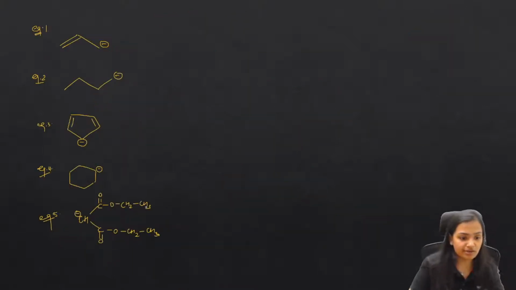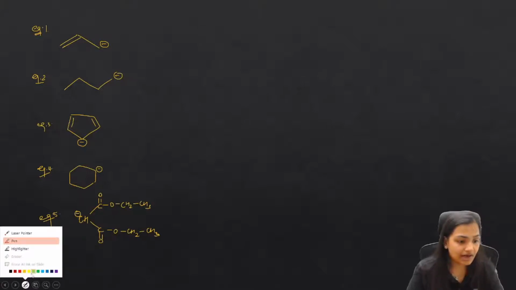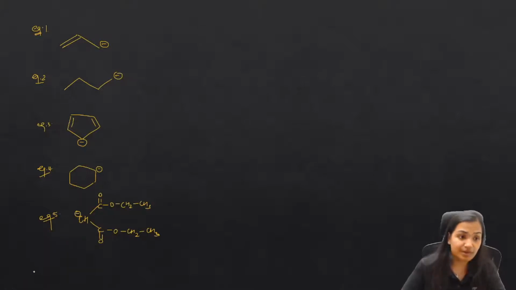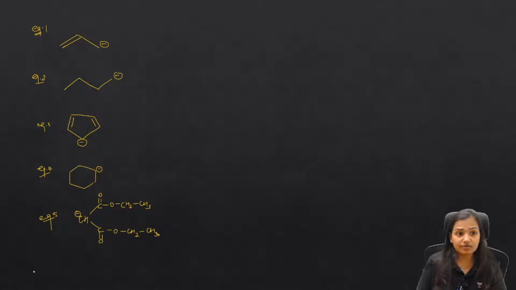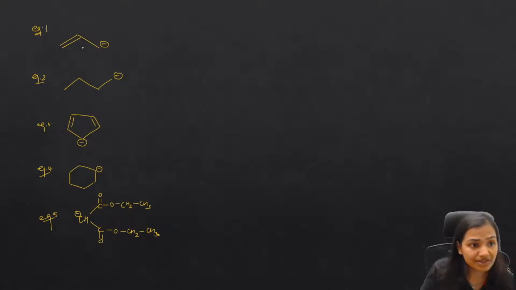Now I have a few questions for you, and I want everybody to participate and let me know what the hybridization of that particular carbanion would be. When this is the question in front of you, you can simply see that there is a negative charge and there is a pi bond.